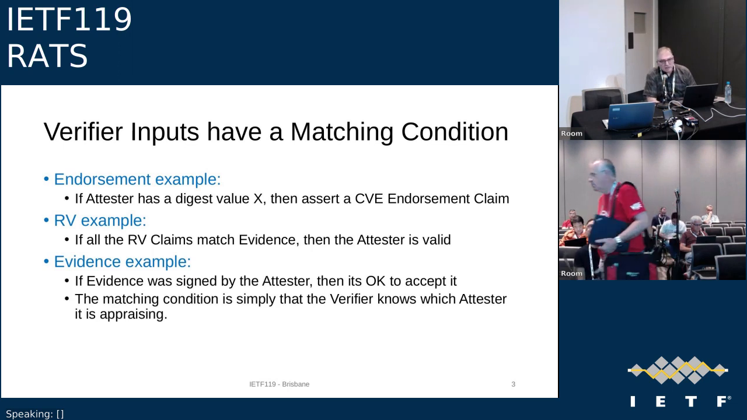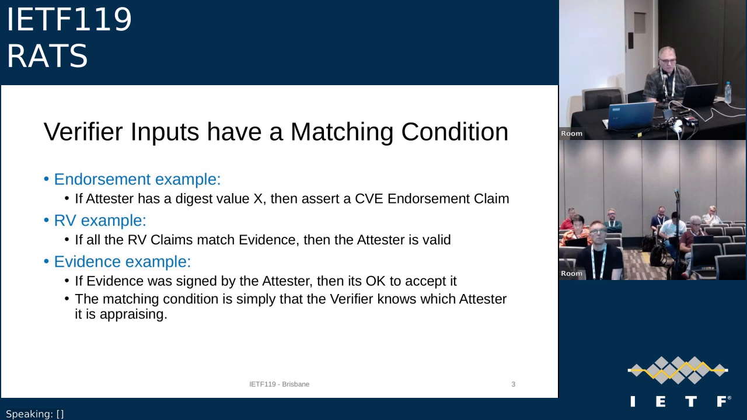So verifier inputs actually have a matching condition. This is maybe a new concept compared to what has been discussed in the RATS architecture, but I'm going to work through some examples. In an endorsement example, take the case where the attester has a digest value, call it X, and there's a CVE endorsement claim that should apply to X if that digest X is known. So the matching condition is that the CVE applies to a digest value X, and if that is true, in other words, it's a representation of the state of the attester, then the endorsement claim, which in this case is a CVE, would apply to that attester.